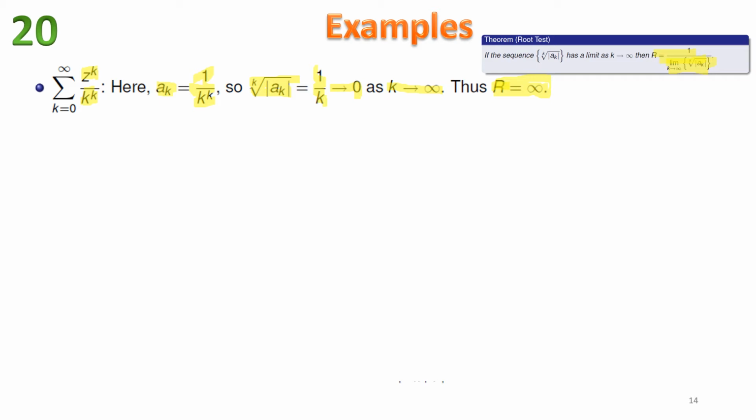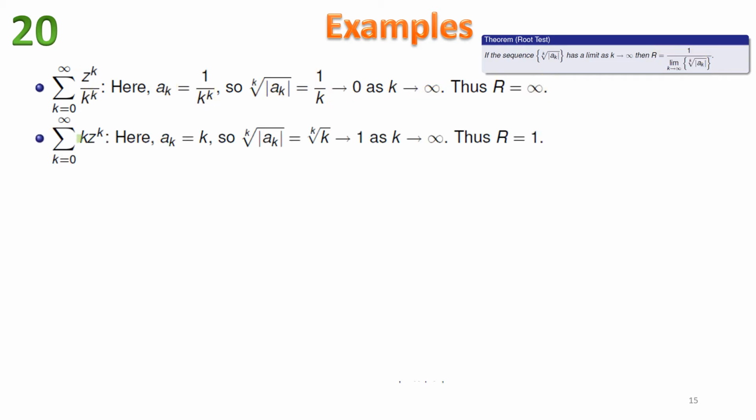That is, the radius of convergence is a circle of infinite radius. In this example, k times z to the k, where k runs from 0 to infinity, and a_k, this coefficient which is a complex number, is k, and we have to find kth root of mod of a_k, that is kth root of k, and in fact this approaches unity as k approaches infinity, and therefore the radius of convergence is unity, which we have seen in the earlier case by ratio test.